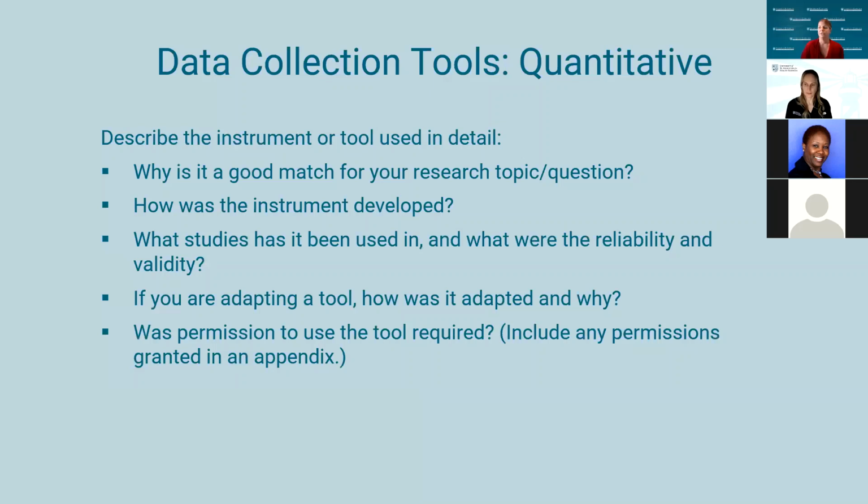With quantitative, you're going to be talking about instruments. Quantitative studies tend to have instruments involved. They tend to have tools and tests that have already been developed. So in that case, you give a little bit of history. Where did this test or tool come from? What other studies has it been used in? If you adapted it, why? And did you have permission to do that? Include permissions and things as an appendix.